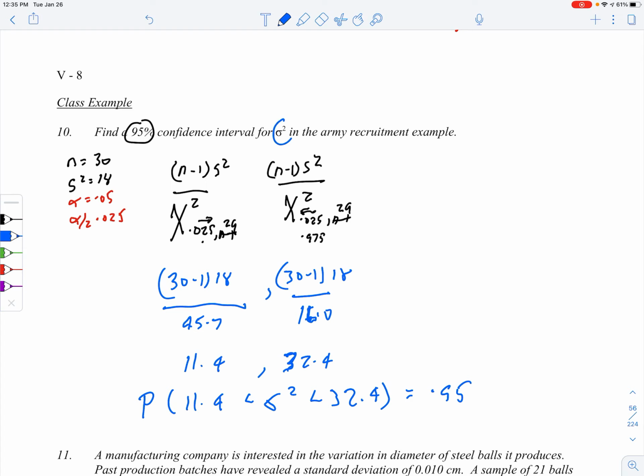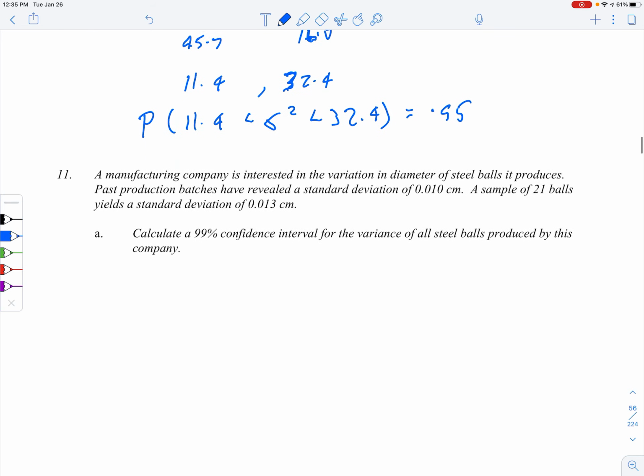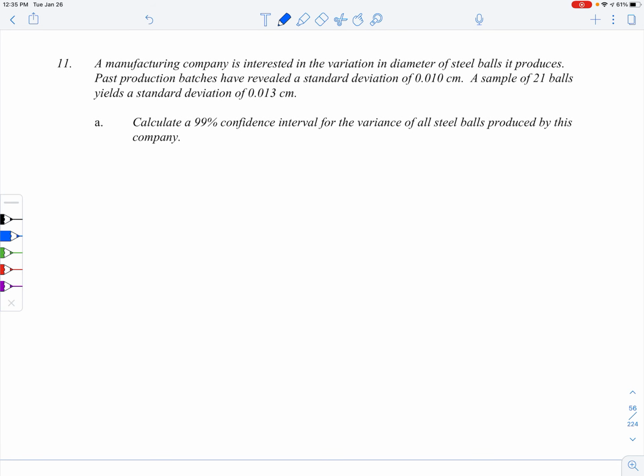Remember that we are looking for a confidence interval for sigma squared. If I was to ask you for a confidence interval for sigma, the last thing that you would need to do is to take the square root of those. So it would be the square root of 11.4 is less than sigma is less than the square root of 32.4 is equal to 0.95. But in this case, we're asked for a confidence interval for sigma squared, the variance.